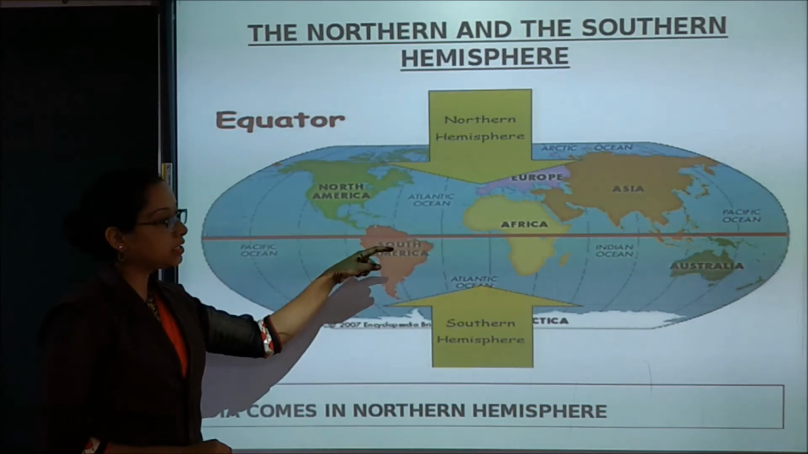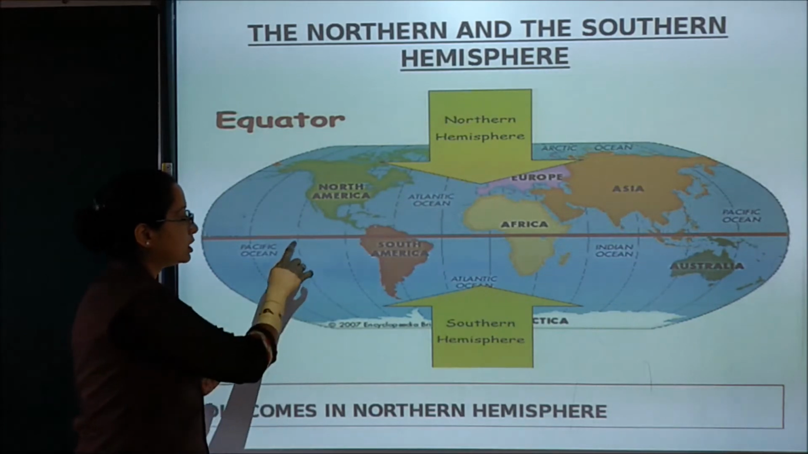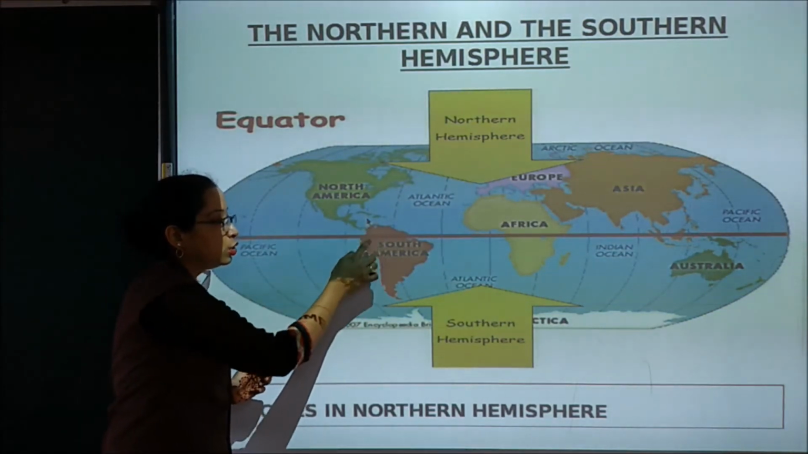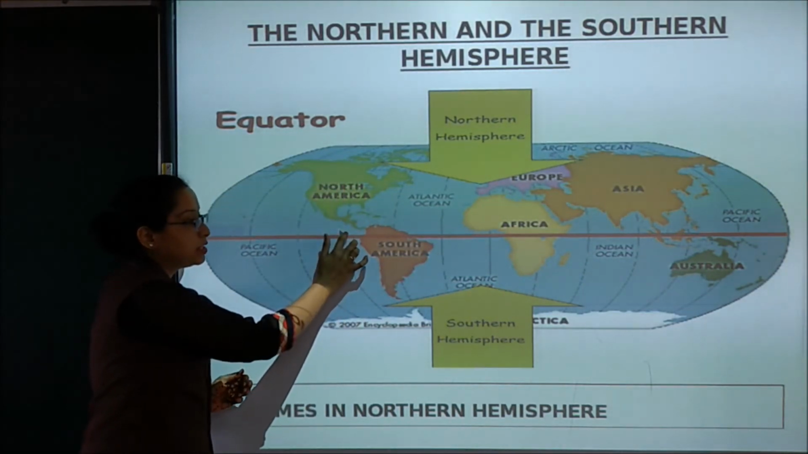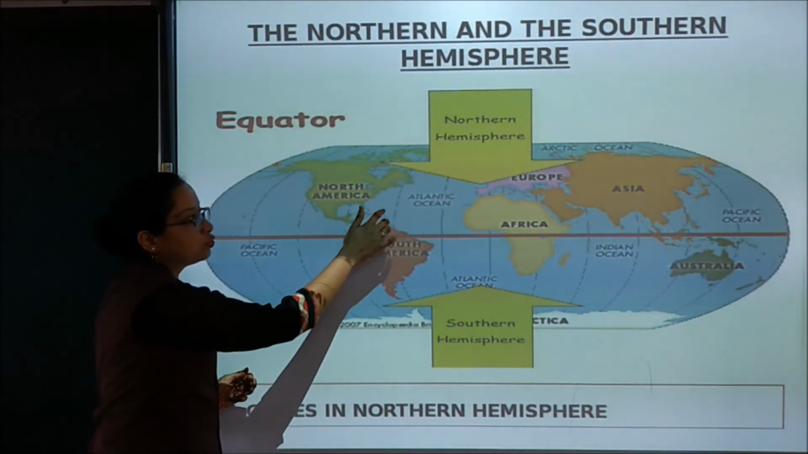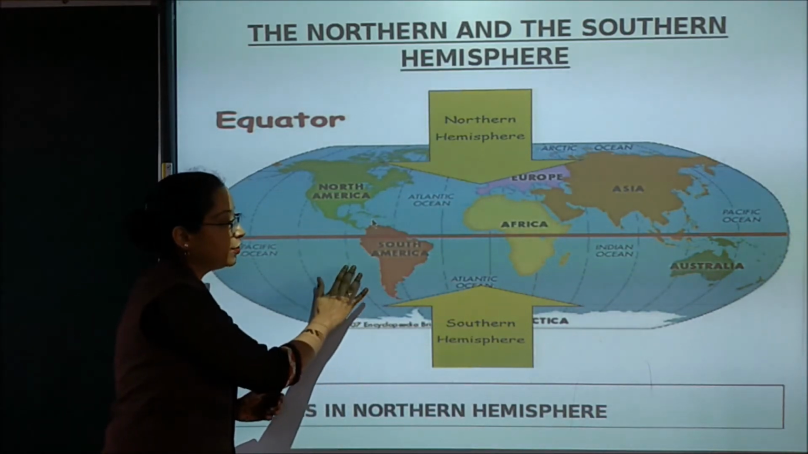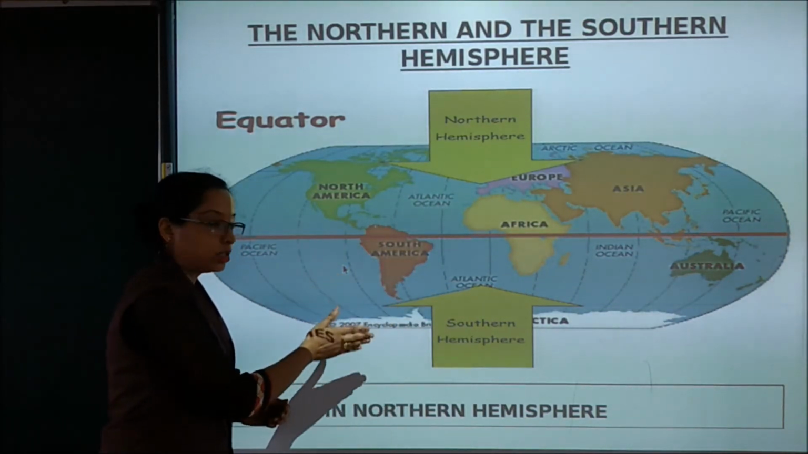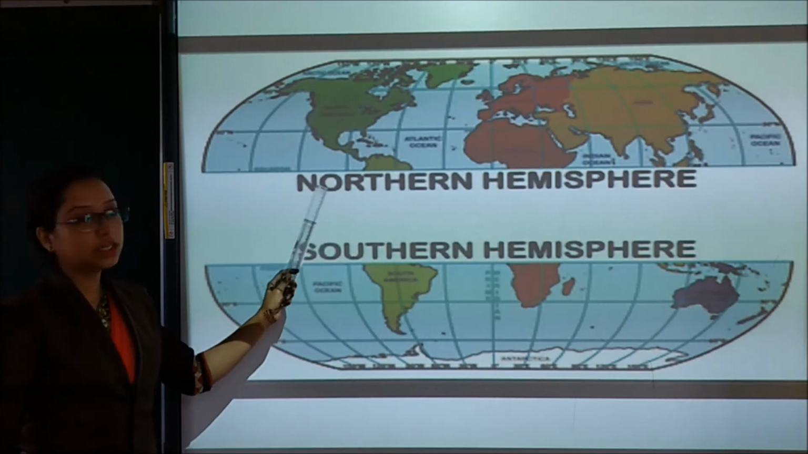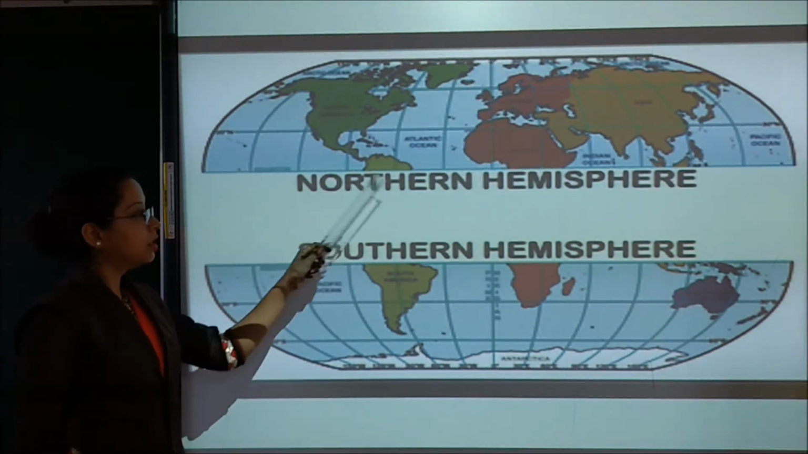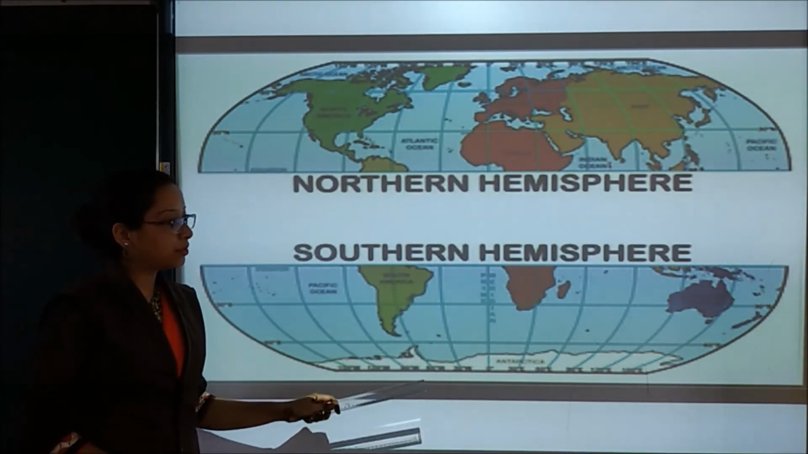This line divides the earth into two equal halves called the hemisphere. Now when the equator divides the earth into two equal halves, they are called hemispheres. The hemisphere or the portion which is towards the north pole is called the northern hemisphere, and the portion which is towards the south pole is called the southern hemisphere. So this is how you can see in this picture the equator divides the earth into two equal halves. This is the northern hemisphere and this is the southern hemisphere.